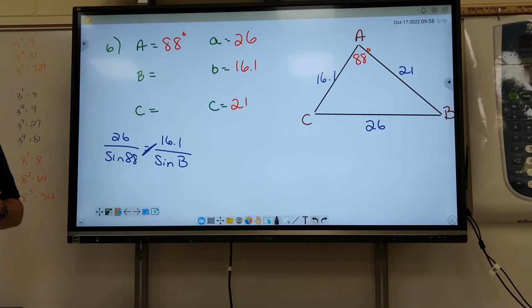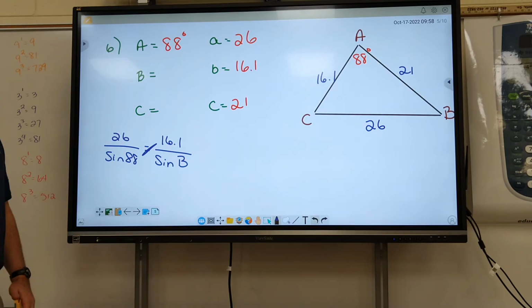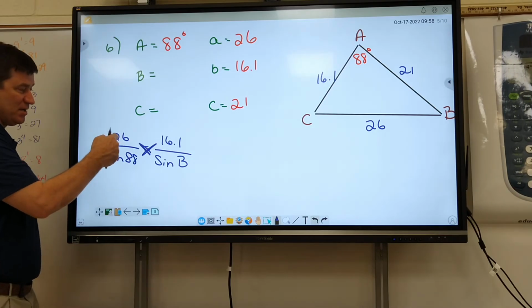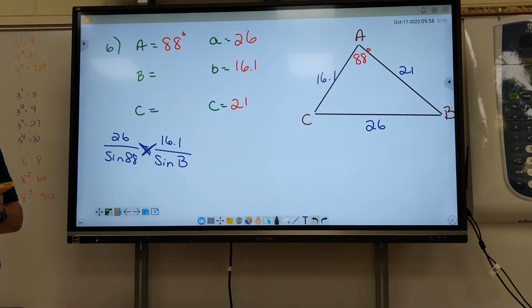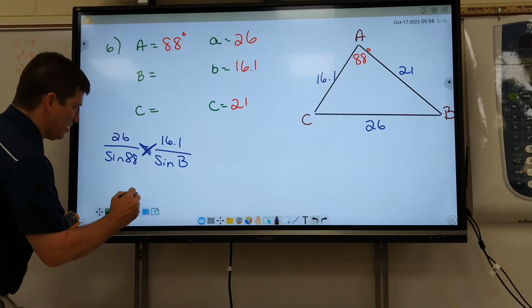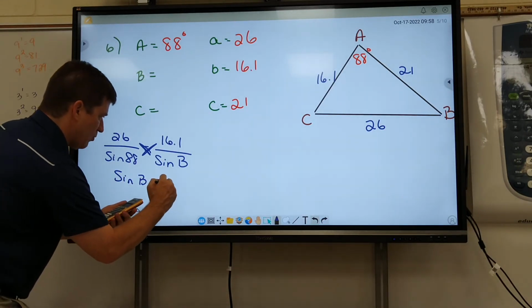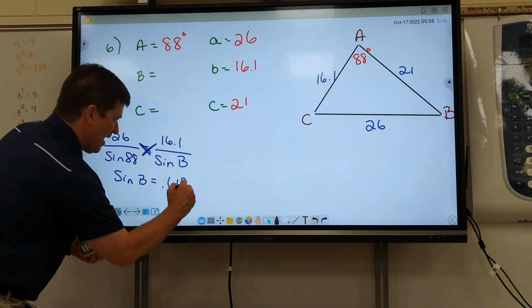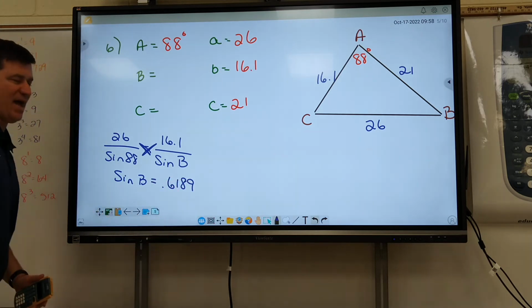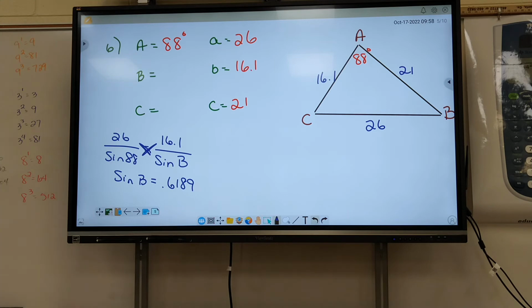I got 16.09. Now, what do I divide it by? 26. We divide it by 26. Divide by 26 equals, this is what I got. I got sine of B equals 0.6189 if you round it. Make sure you understand everything I've got.